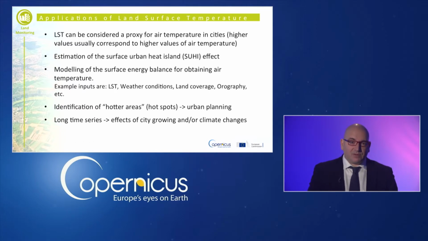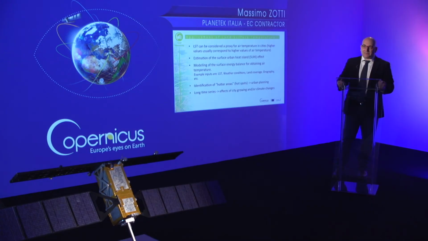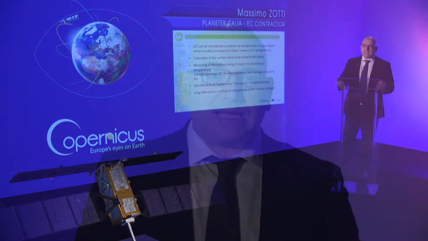As we have seen before, land surface temperature is among the parameters which allow us to model the surface energy balance. The identification of hotspots in city areas is an important input for urban planning. In particular, long time series help in estimating the effects of such planning related to city growth combined with the climate change effects.